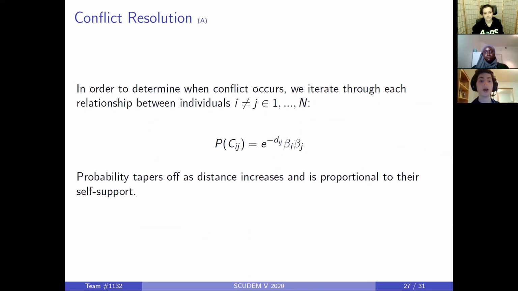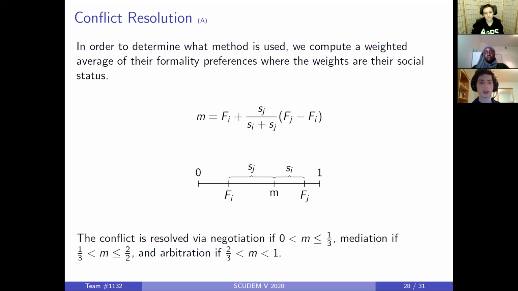In order to decide when conflicts occur, we look at every individual pair i and j, where the probability of conflict is equal to the equation on screen. So probability tapers off as distance increases, and it's proportional to the self-support of the individuals involved in the conflict. Then, in order to determine what method is used, we compute a weighted average of their formality preferences, where the weights are the social status. So the greater the social status of an individual, the closer the intended formality of the resolution method is to their resolution preference.